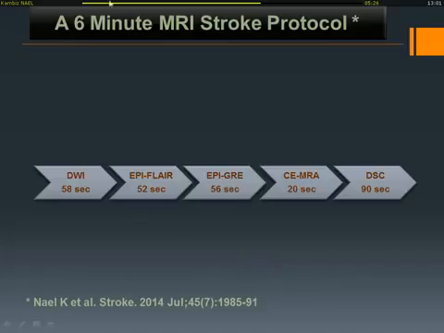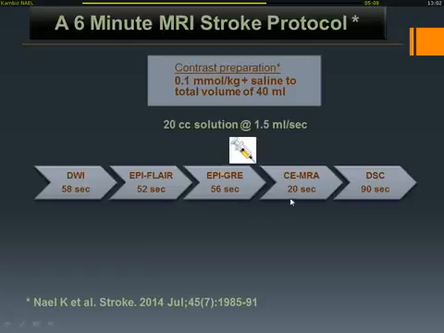So I'll show you our 6-minute MRI stroke protocol. This is what we did over the last 2 years. It was published this July actually in Stroke, if you're interested in more detail. But basically we accelerate the acquisition time by doing EPI-based images with incorporation of parallel acquisition, GRAPPA, and we also use contrast-enhanced MRA as opposed to time of flight. And then we use half dose for MRA and the other half for DSC perfusion at the end.